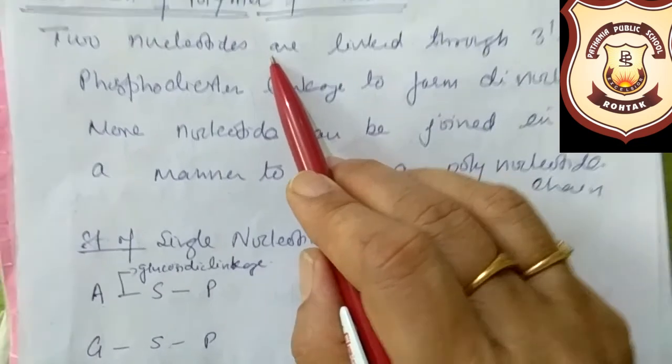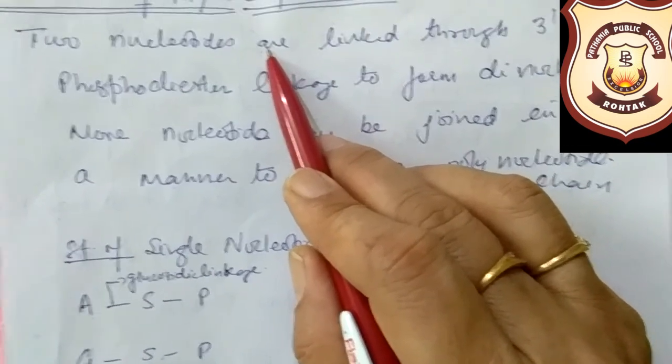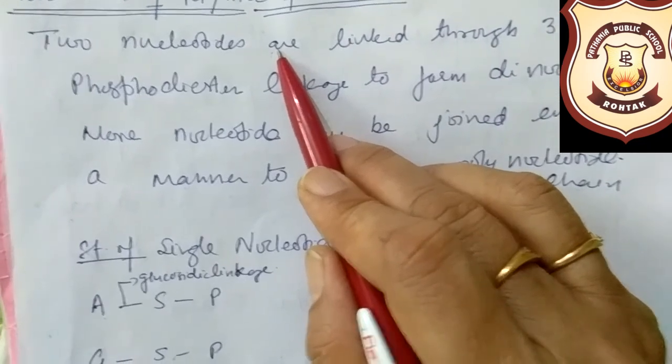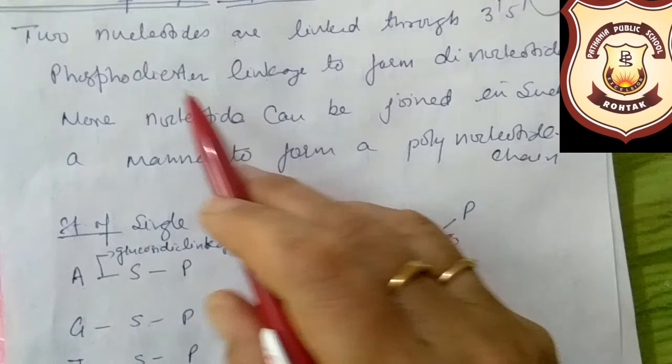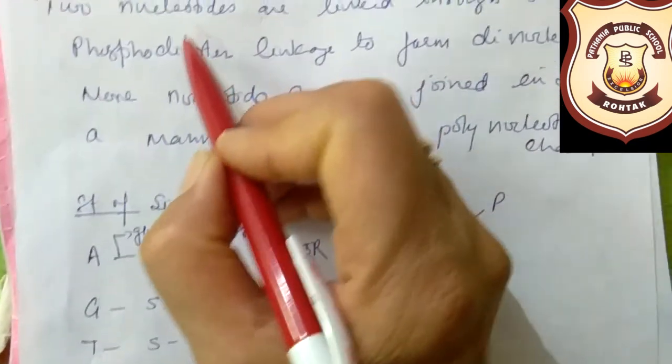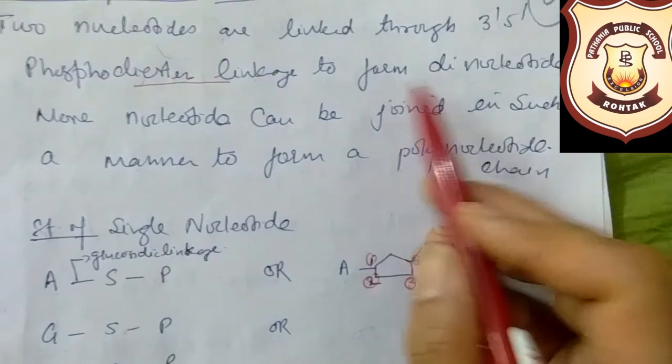Now you have to learn this. I am showing it in the diagram, and to form the dinucleotide, when two nucleotides join, a dinucleotide will be formed, and when many nucleotides join together, then the polynucleotide chain will be formed. Now here you see the structure of the nucleotide.